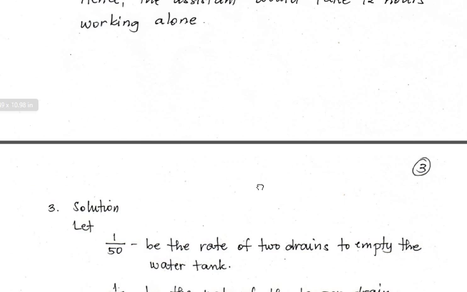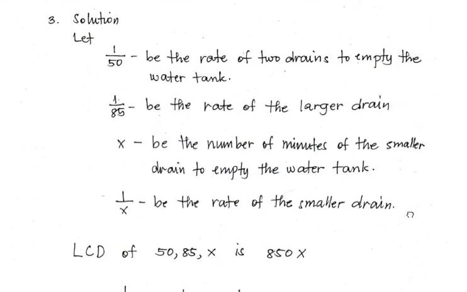For number 3, we have the solution. Let 1 over 50 be the rate of the 2 drains to empty the water tank. So using 2 drains, the smaller and the larger drains, the water tank can be emptied in 50 minutes. So the amount of work done in 1 minute is just a fraction, 1 out of 50, whatever is the whole.